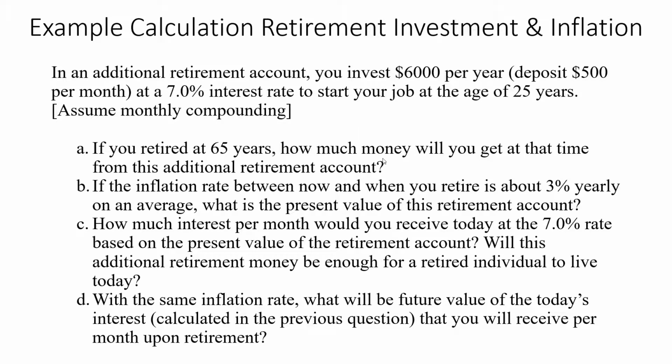And the place you are investing gives you compounding on a monthly basis. Let's say you get a 7% interest rate, and you're investing this money for 40 years. How much are you going to get after 40 years? The second question is asking, what is that total you're going to get after 40 years in today's dollar?